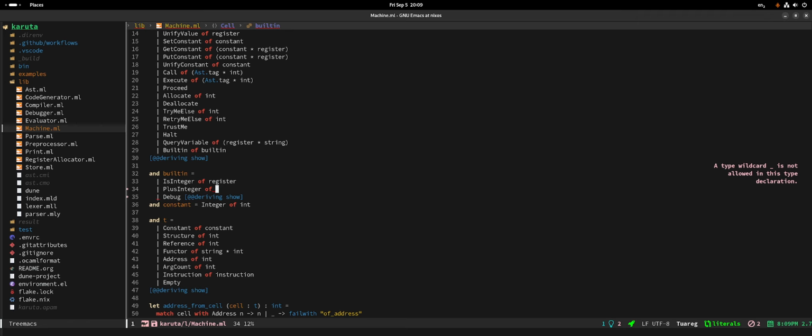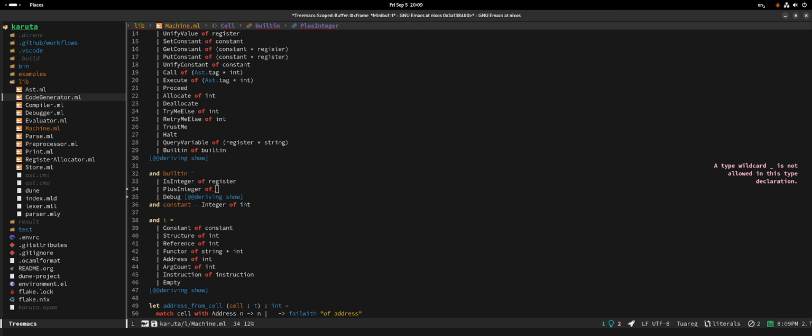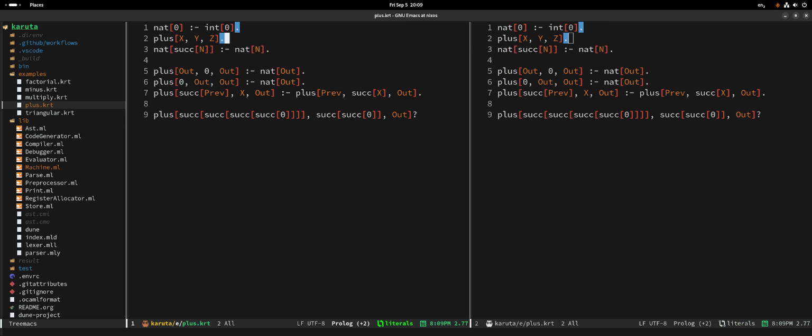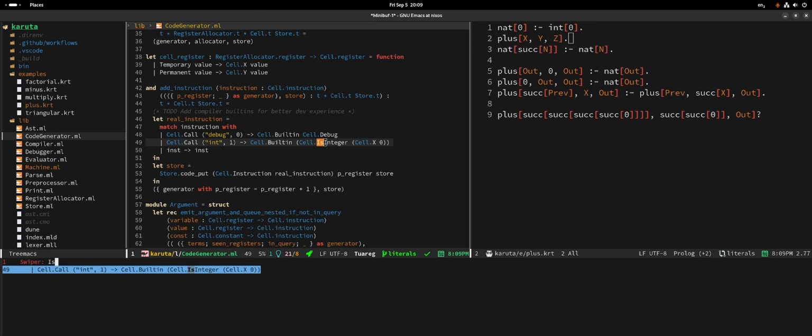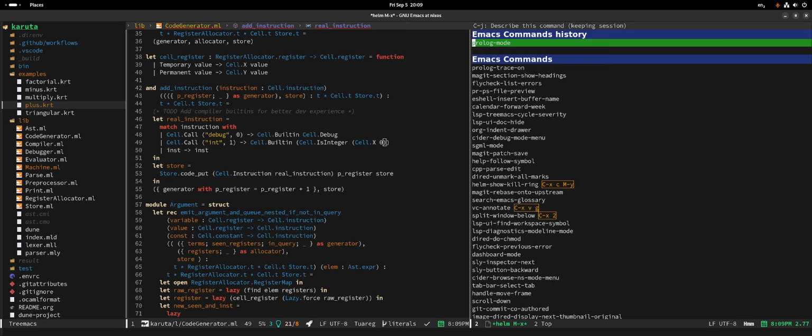Wait, I'm confused. Why are we always using register 0 for the predicate call? Because otherwise that would complicate the code generation. I'm not following what you're saying, so I'm actually gonna search. Oh, this is the 0. Okay. I guess we can do that.